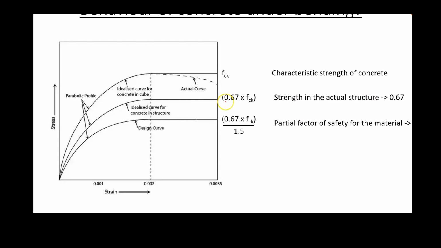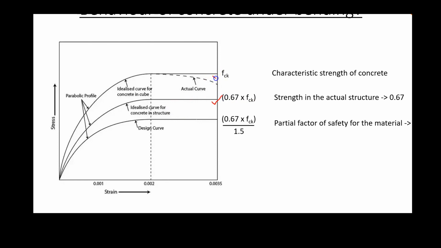if we multiply that with 0.67, we will get the strength in the actual structure, because if we test a concrete cube, it is under a state of uniaxial compression. But in the actual structure, the concrete will be in a state of triaxial stress, and not only that, duration of loading and size effects all matter. So they found that if the strength of the cube is fck, only 0.67 times fck is the strength the concrete develops in the actual structure. That's what this second curve represents.